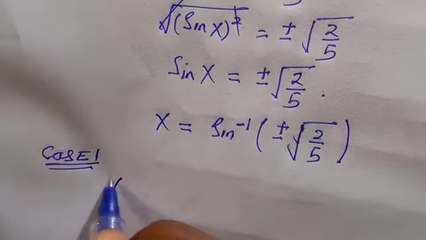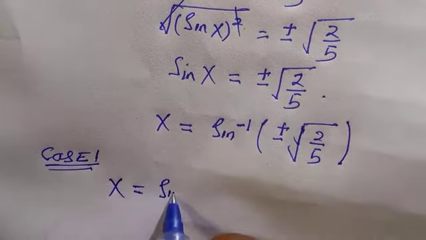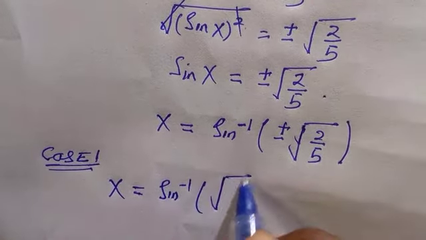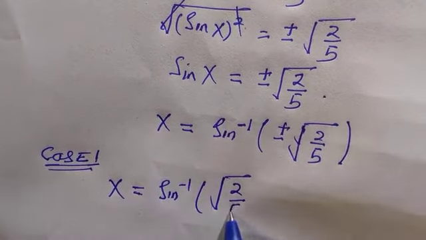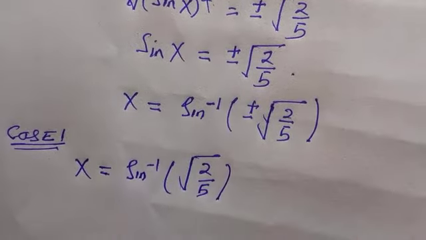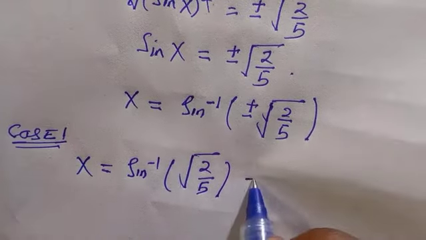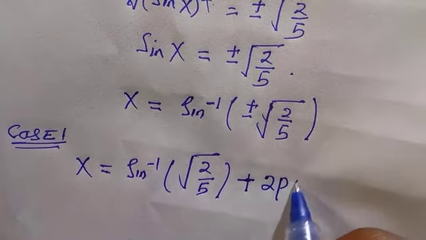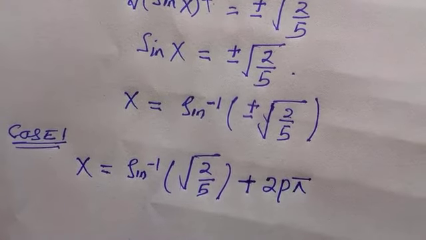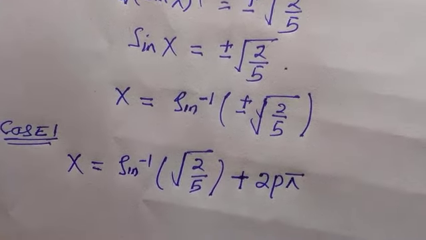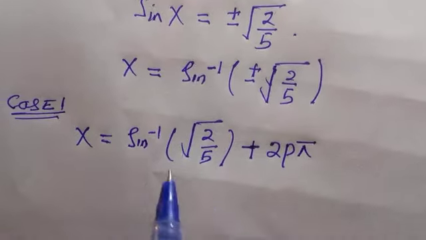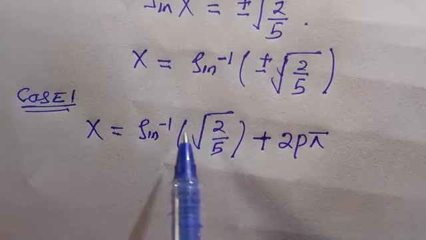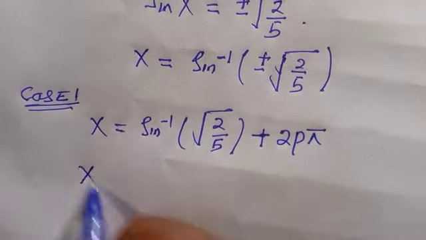So for the positive of sine inverse, we are going to have x equals the sine inverse of root 2 divided by 5. And this doesn't complete, because this value of root 2 over 5 is something that has many values. So we are going to add 2pπ to it. That is for any number of that root 2 divided by 5. It is just like representing theta.